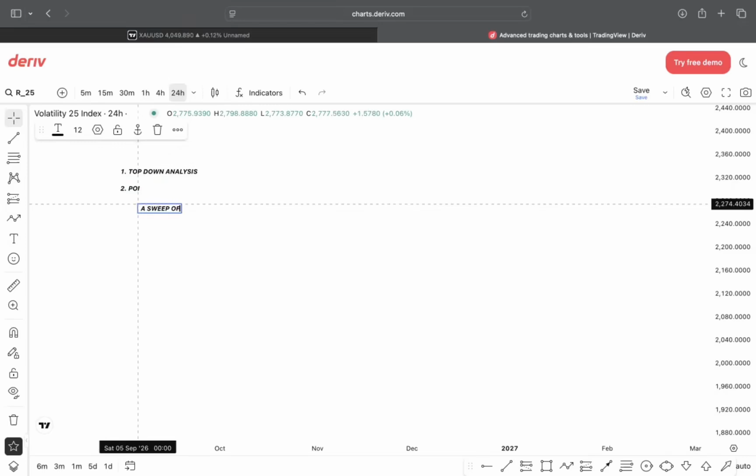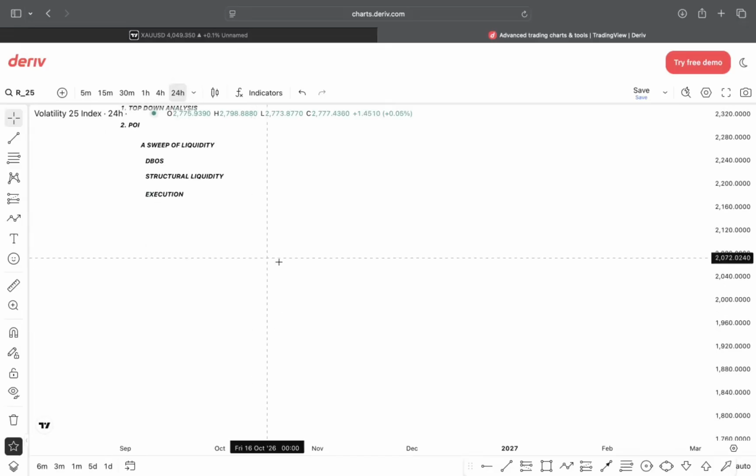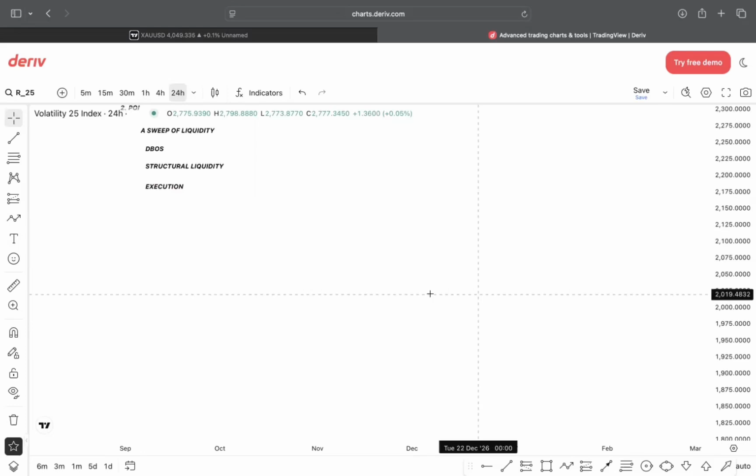A sweep of liquidity, and then a directional break of structure, and then structural liquidity. And then I wait for price to take out structural liquidity, and then I have my execution. So let's put this in perspective. The first thing is a top-down analysis.